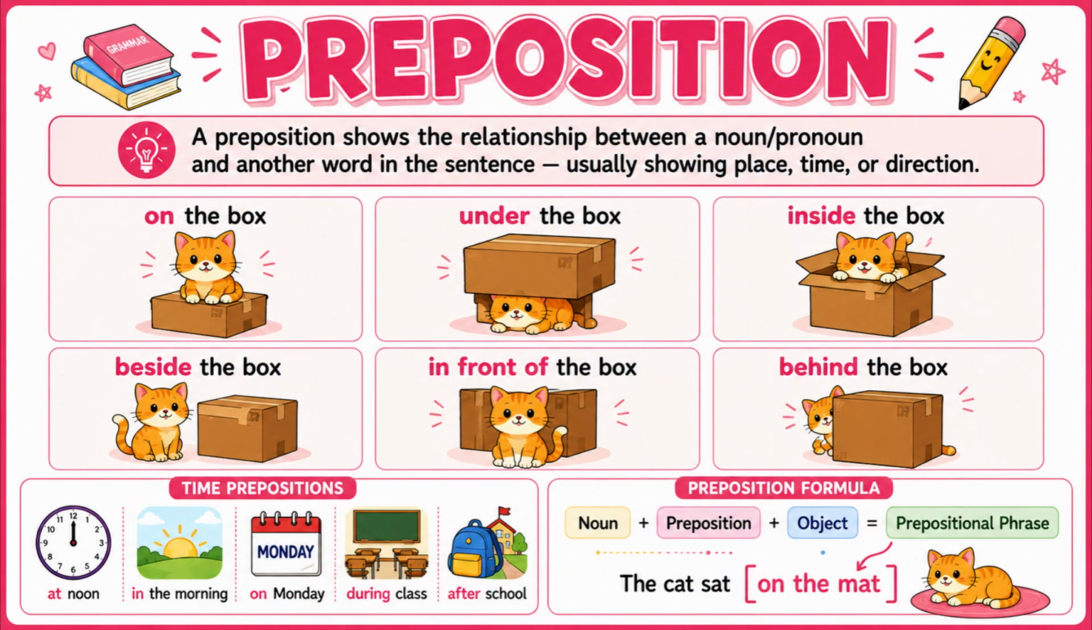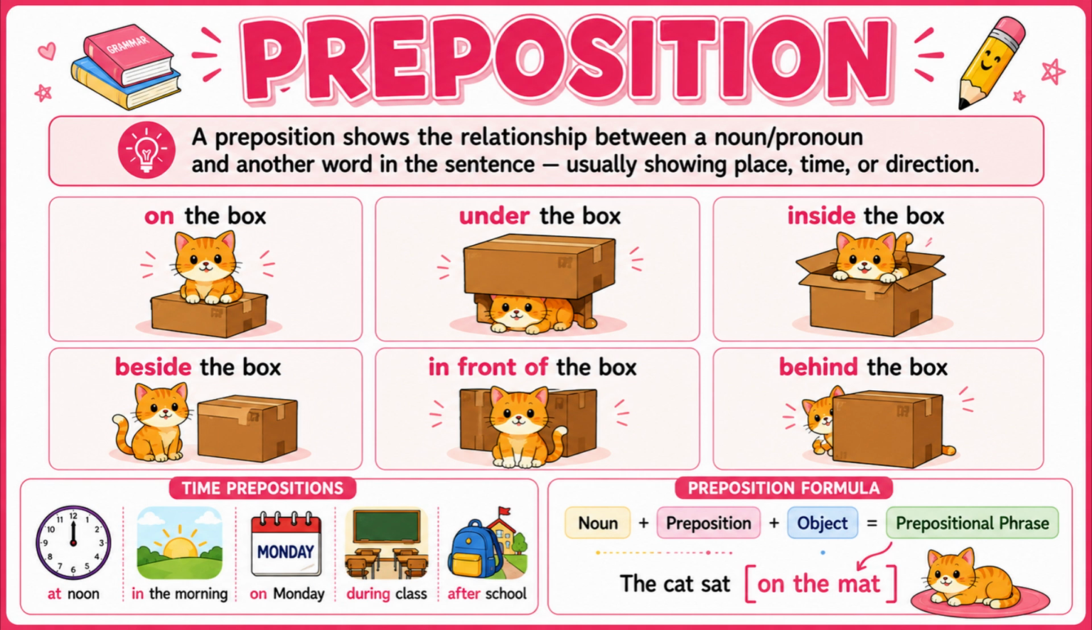Number 6, the preposition. A preposition shows the relationship between a noun or pronoun and another word in the sentence. Most often it shows position, direction, or time. Here is the easiest way to remember this. Picture a cat and a box. The cat can be on the box, under the box, inside the box, beside the box, behind the box, in front of the box. Every one of those position words is a preposition.